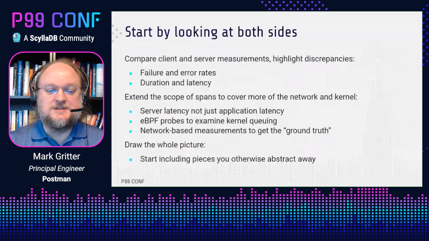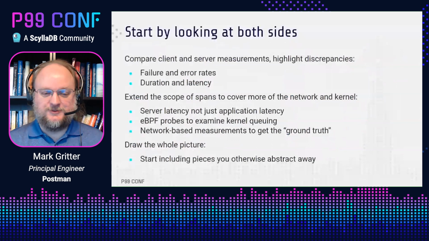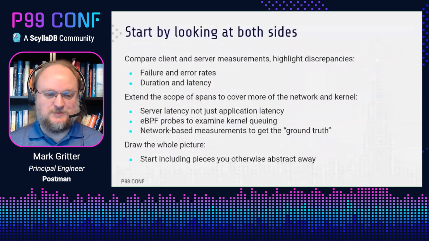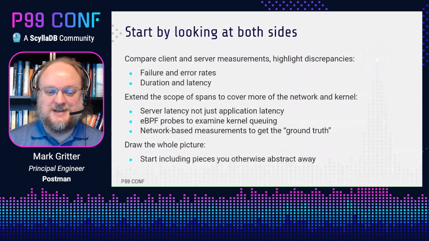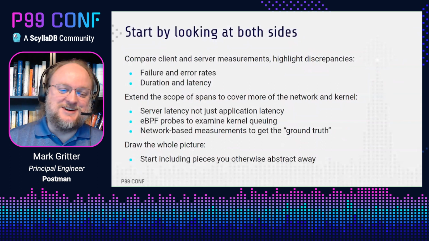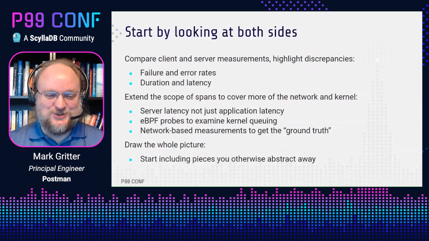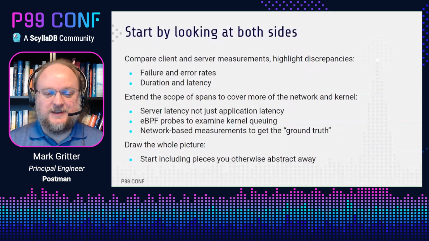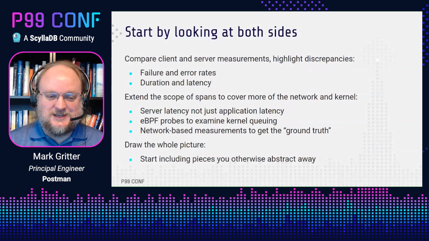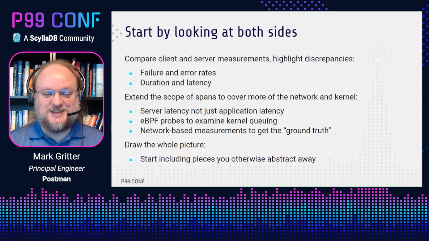The easiest place to start is by expanding the scope of your measurement to cover more of the system. If you can measure the same transaction on both the client side and the server side, then simply putting those measurements together in the right way starts giving insight, rather than just assuming that you know how they fit together. Look for differences between failure and error rates as reported by your server and your client. Look for differences in duration and latency. In my example of auto support uploads, a negative latency should have been a huge red flag.